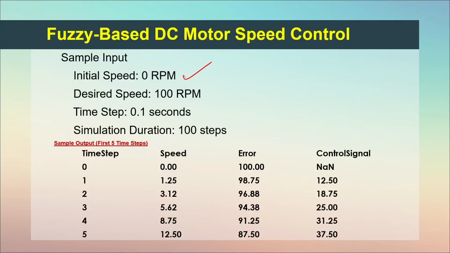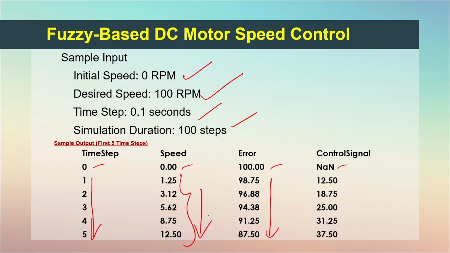This is the same as what we have discussed in the fuzzy PID control. Accordingly the error has been calculated. See, initial speed 0 rpm and desired speed 100 rpm, simulation duration 100 steps. For time step 0, the error is 100, so no signal is produced. Likewise, when we increase the time step, the speed also gets increased and the error gets decreased. We observe that the control signal is also producing some errors. Like this you can note down the values while executing the system.